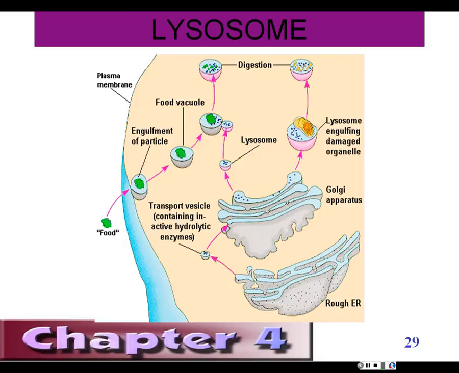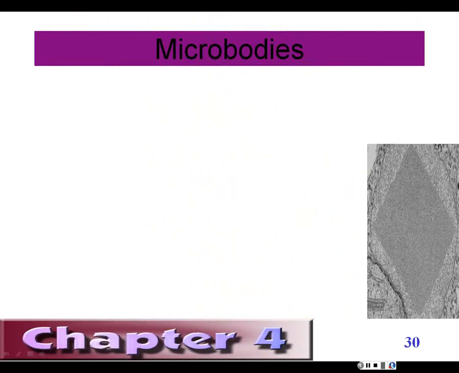We stopped off last time talking about the Golgi apparatus. So today we want to talk about lysosomes. This shows a lysosome that has engulfed a worn out organelle. Over here, you can see a food molecule coming in, the lysosome fusing with the vacuole, and then digesting the food molecule into smaller usable units. All right, microbodies.